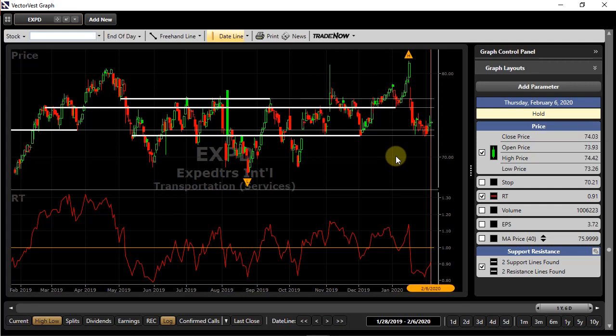What I'm essentially looking for is at least a 2-to-1 ratio of initial profit potential to my initial stop loss. Remember, if you're going to take a trade based on a support retracement, your initial stop loss should be at support. And maybe your initial profit objective is at resistance.